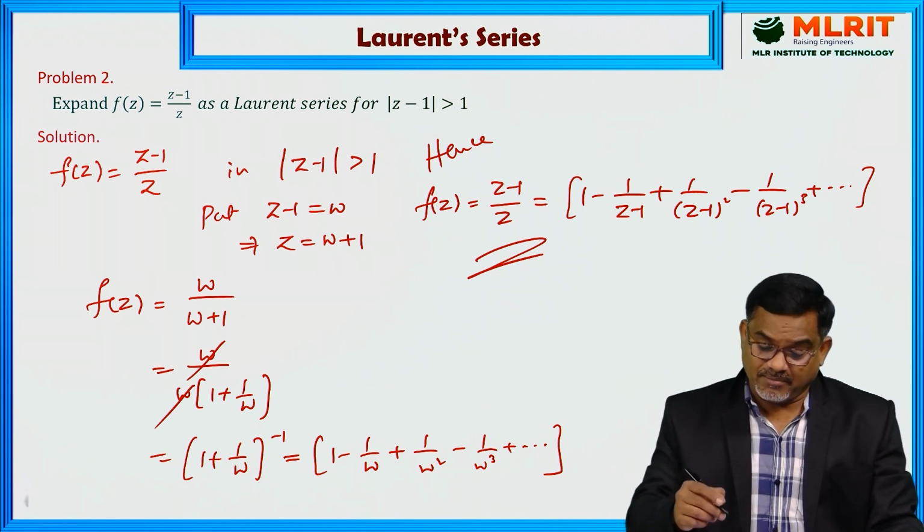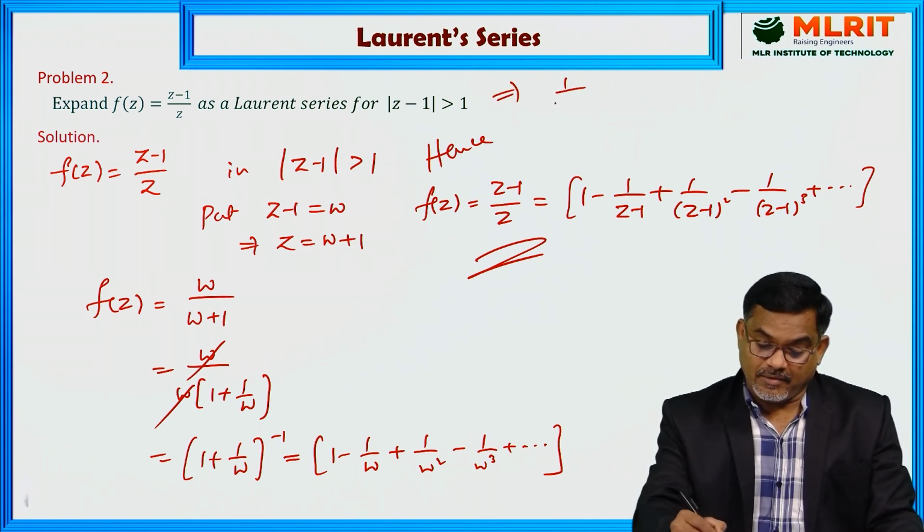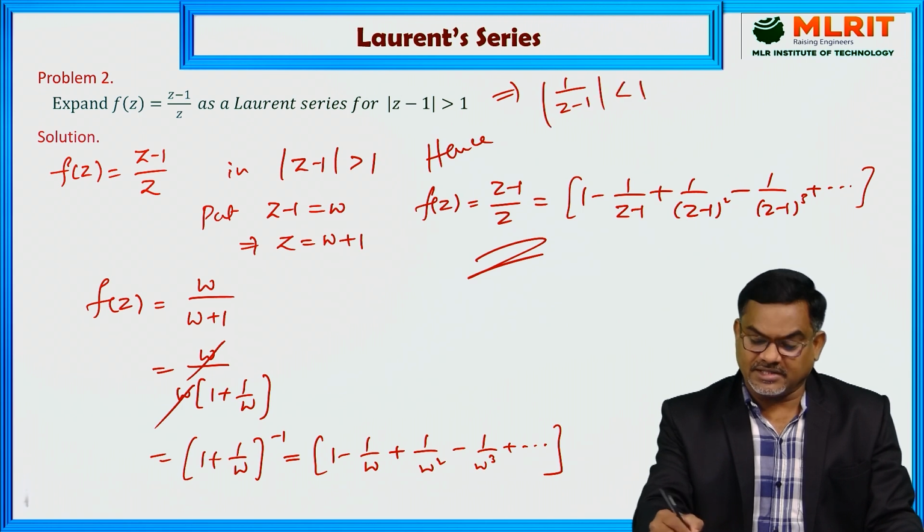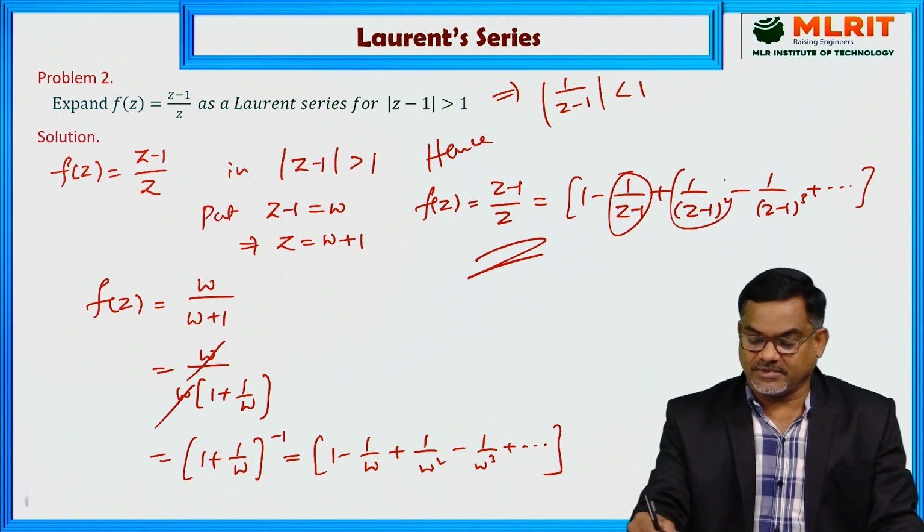So that means 1 by z minus 1 is less than 1. So we have those terms here.